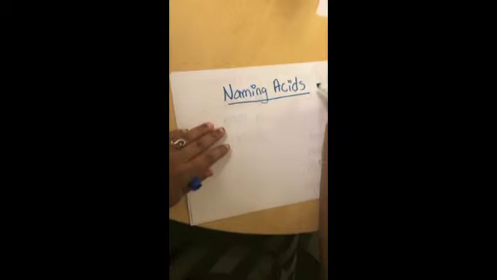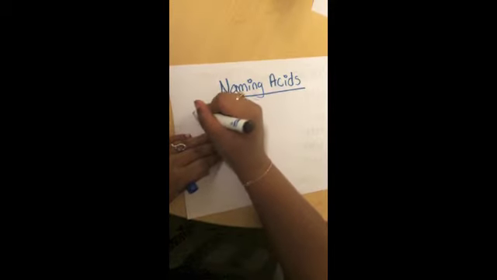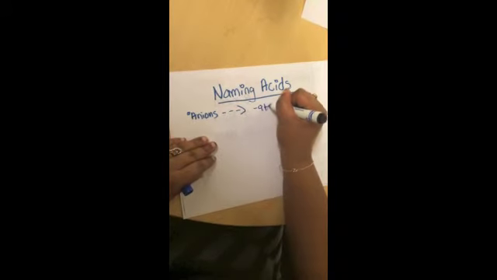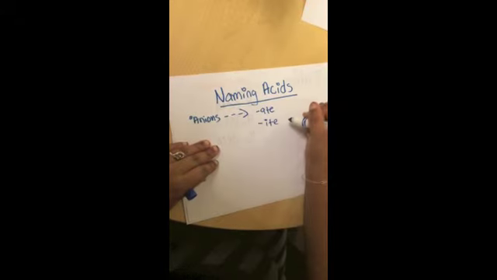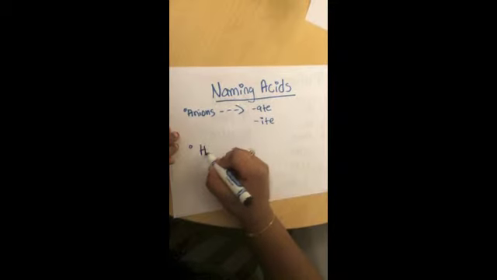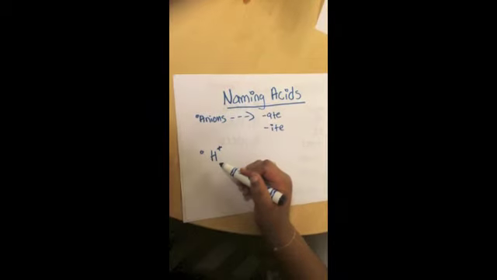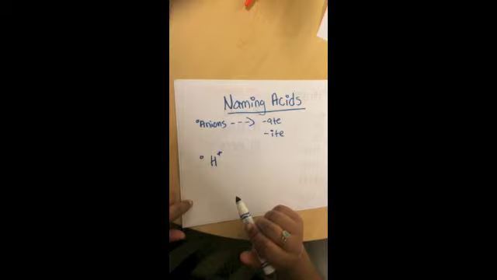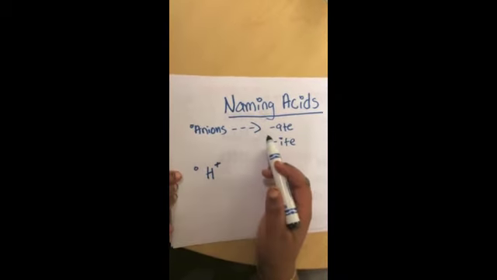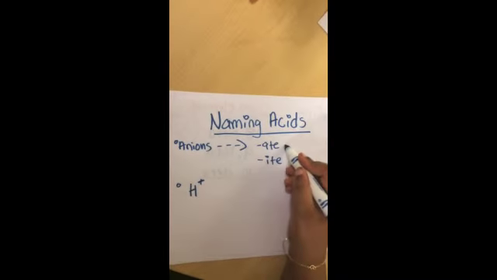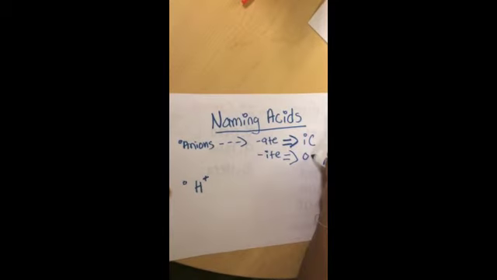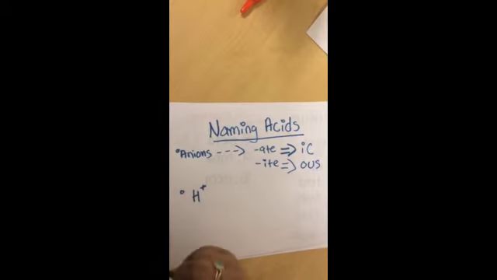So, we just talked about, for anions, the ate and ite endings. What happens when you have an acid is there's usually an extra H plus ion. The H stands for hydrogen, and the plus is because it has a +1 charge. So when this H plus ion is added and this turns into an acid, you change this ate ending into an ic ending, and this ite ending into an ous type ending. So those are very important.